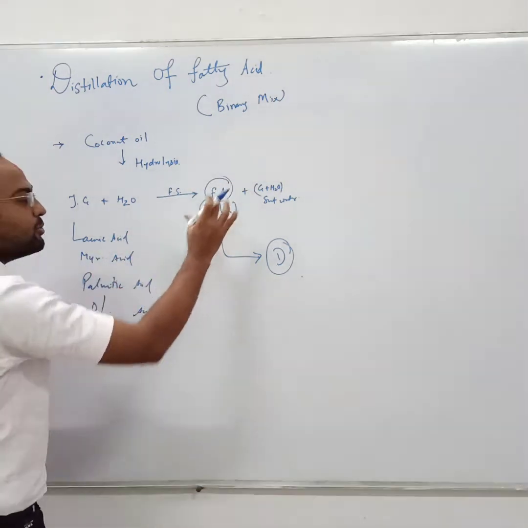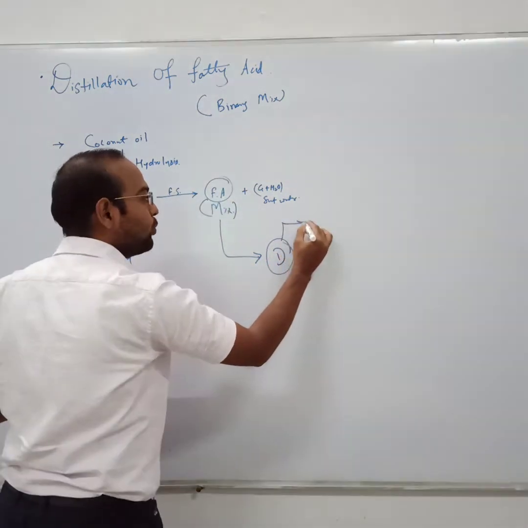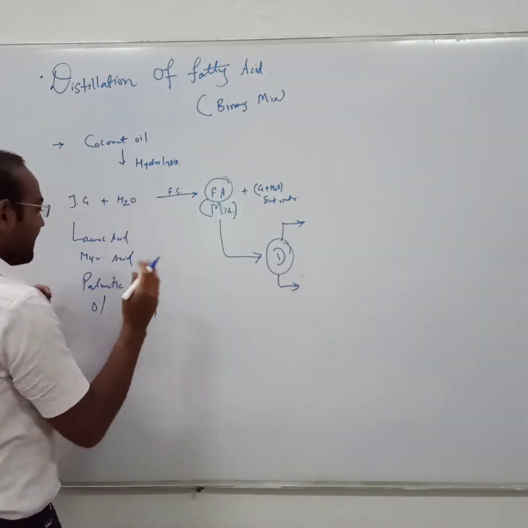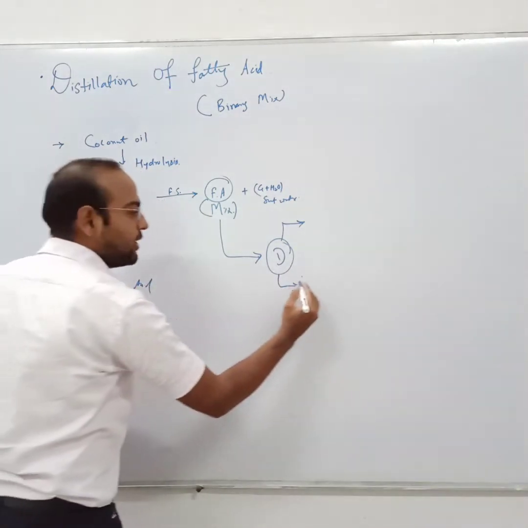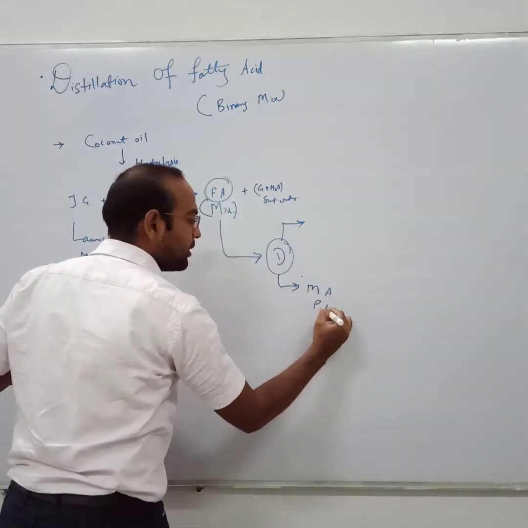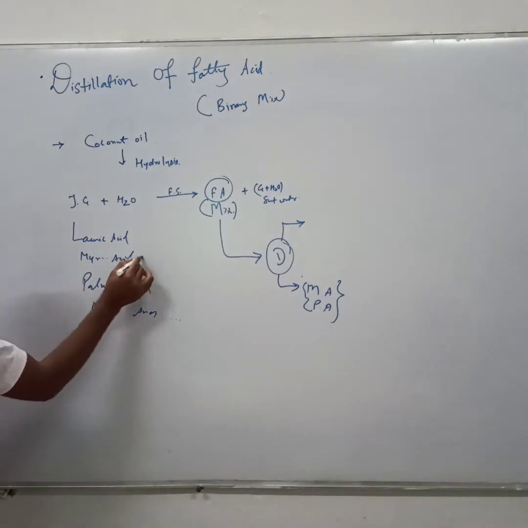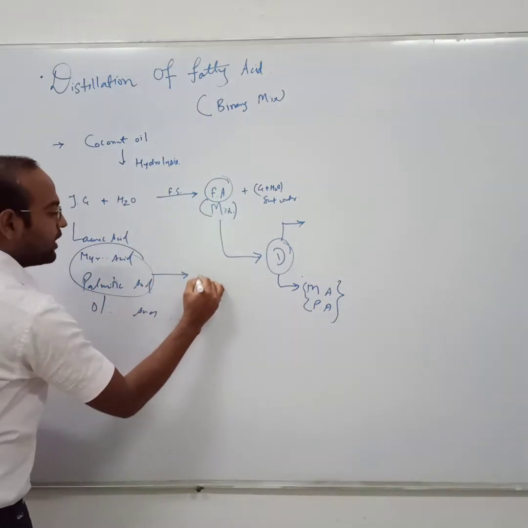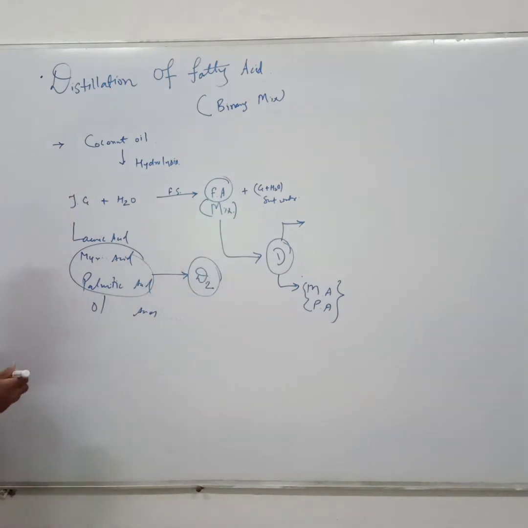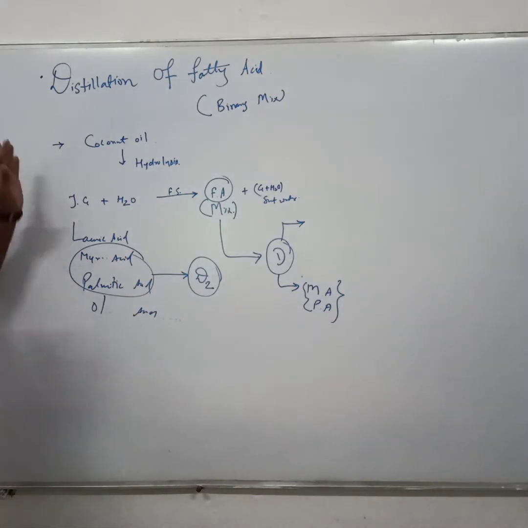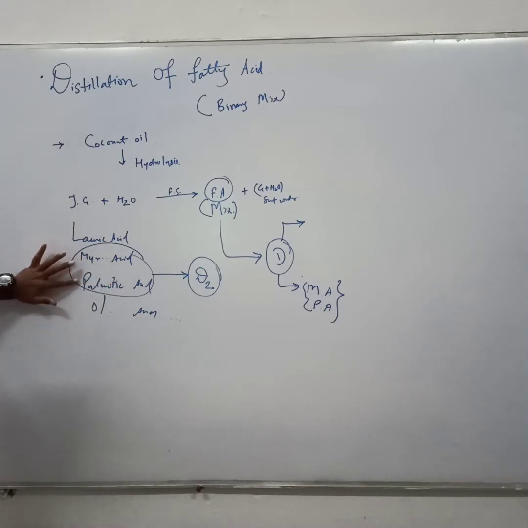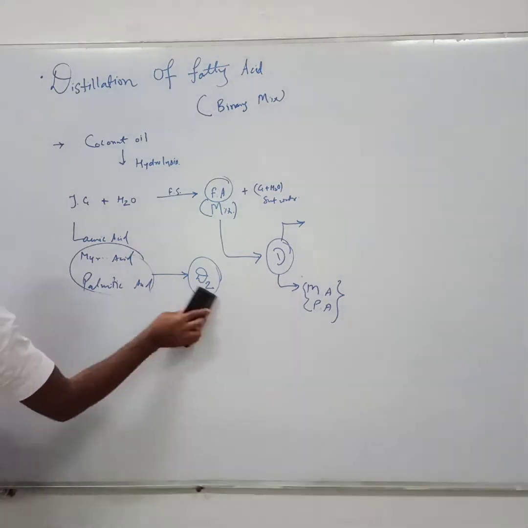But when this fatty acid mixture is sent for distillation, we get two products, a top product and a bottom product. Let's assume that myristic acid and palmitic acid are obtained as the bottom product of the first distillation column, and these two fatty acids are sent again for distillation. Our complete numerical is related to the separation of these two fatty acids, myristic acid and palmitic acid. Now we will move on to the numerical.